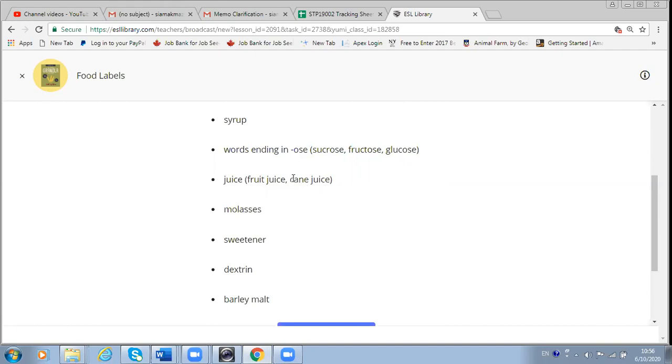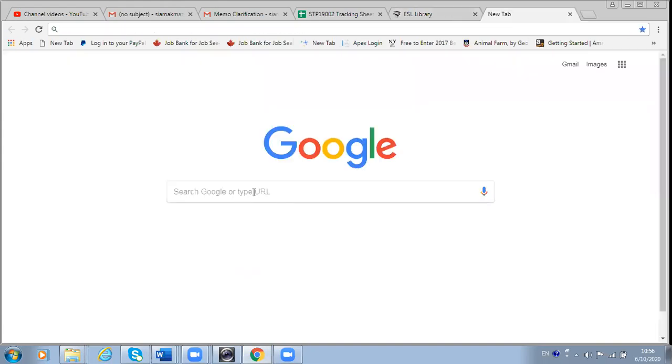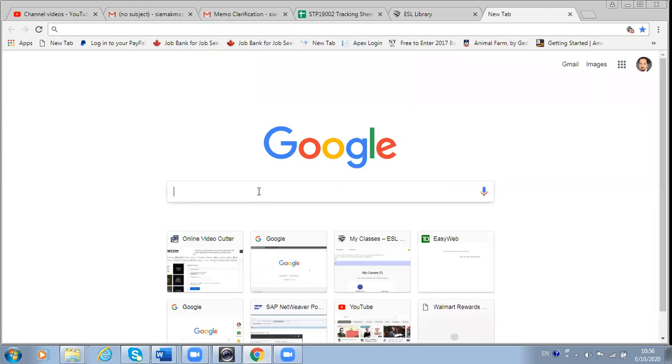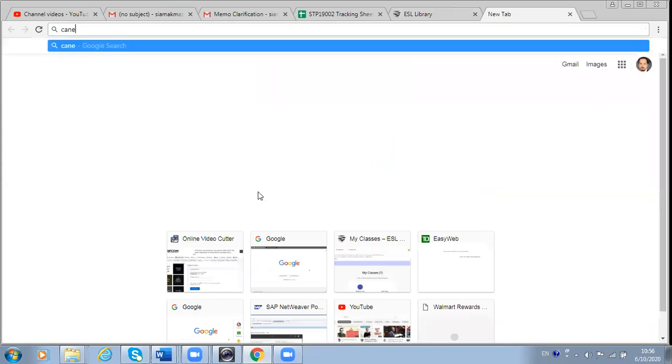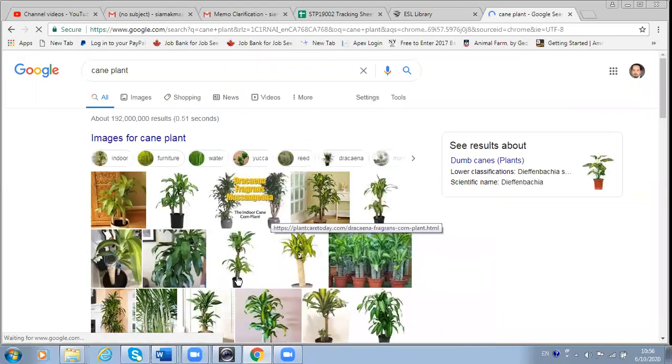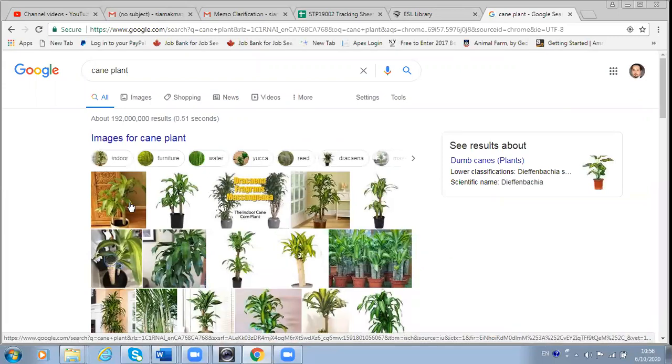You know cane? Metal jar, like metal container? Pardon? No, it's can. It's cane. The cane, it's some kind of sugar, sweet. Oh, it's the plant. Yeah, it's a kind of plant.